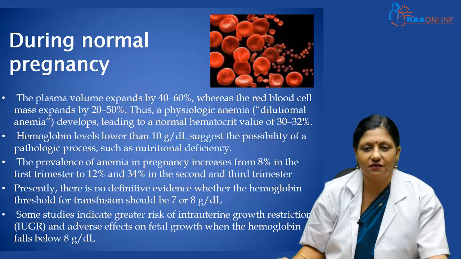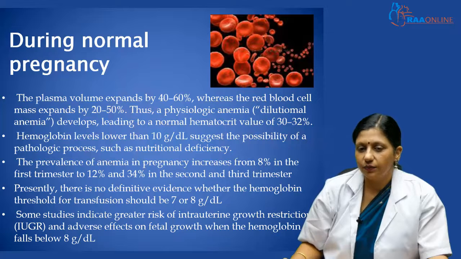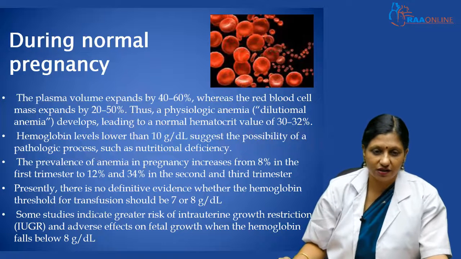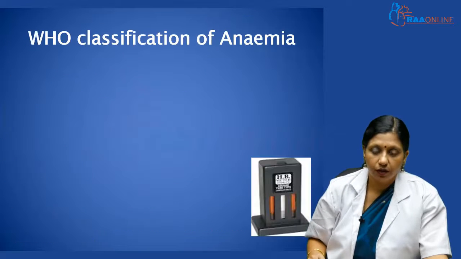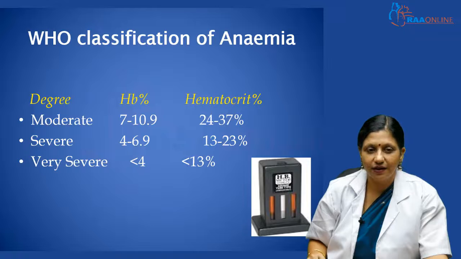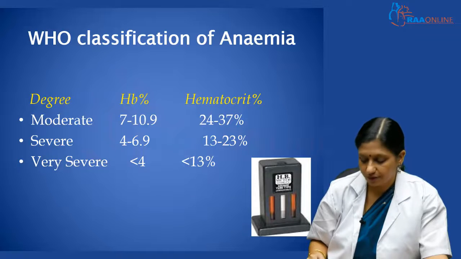Presently, there is no definitive evidence whether the hemoglobin threshold should be 7 or 8. However, some studies do indicate that there is an increased risk of intrauterine growth restriction, with effects on fetal growth, when the hemoglobin falls below 8 gram percent. So how does WHO classify anemia? It classifies as mild, moderate, severe and very severe. These categories are 10 to 11, 7 to 10, 4 to 7 and then very severe.